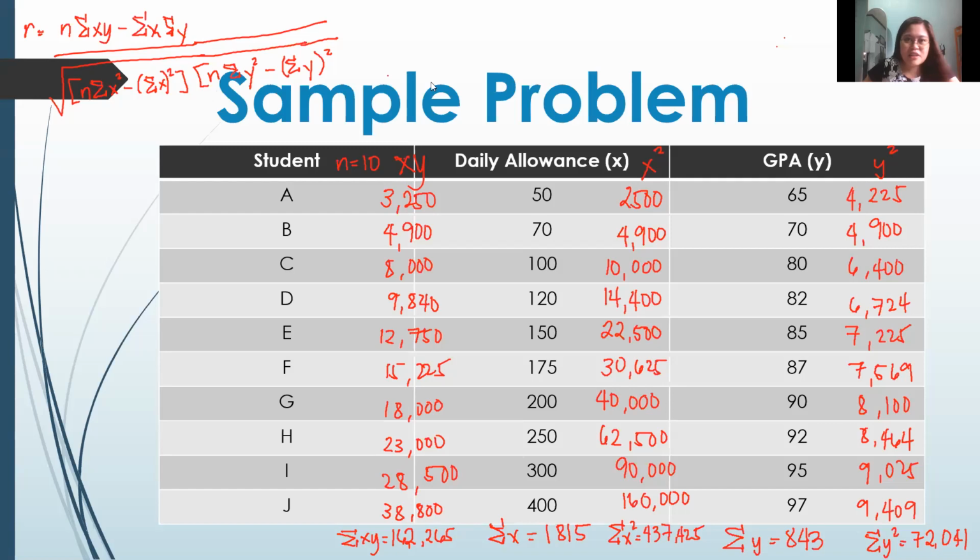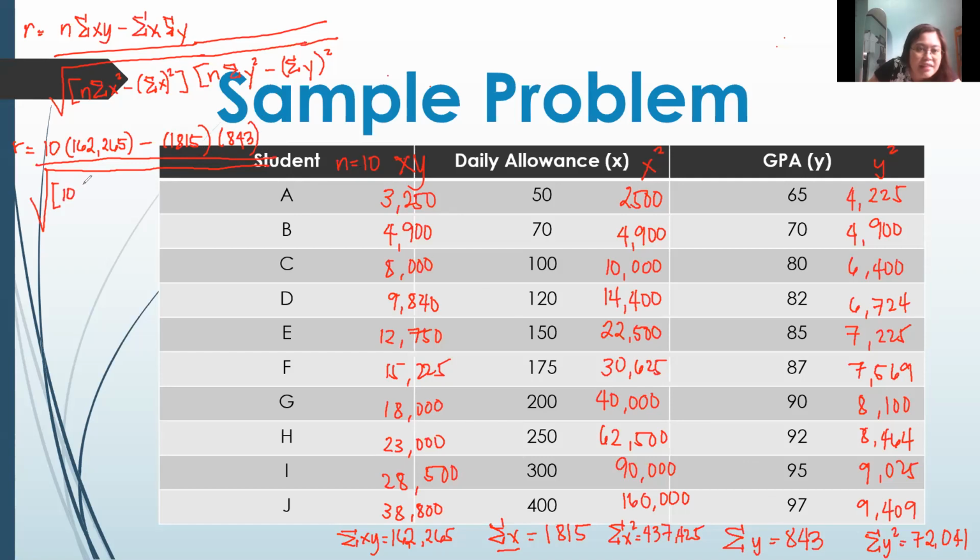We can now substitute them into our formula, class. So please bear with me, it is a bit long. R equals N, which is 10, times the summation of X times Y, which is 162,265, minus the summation of X, which is 1,815, times the summation of Y. What's our summation of Y? It's 843.